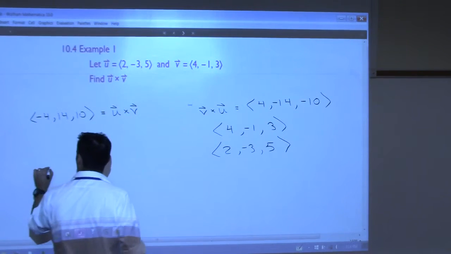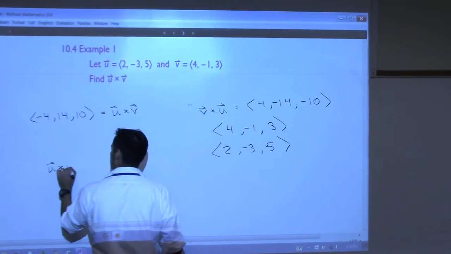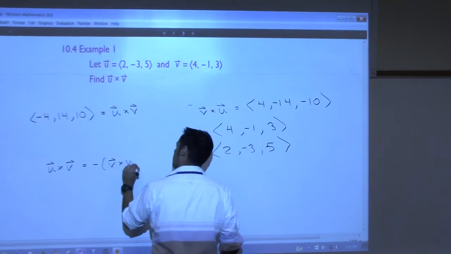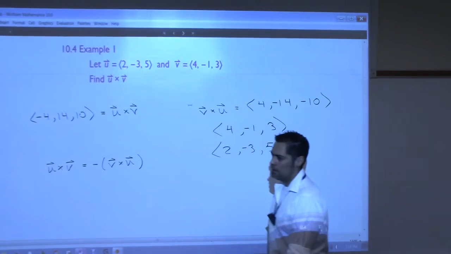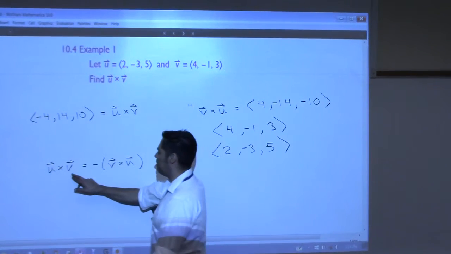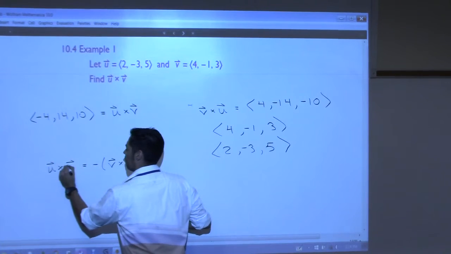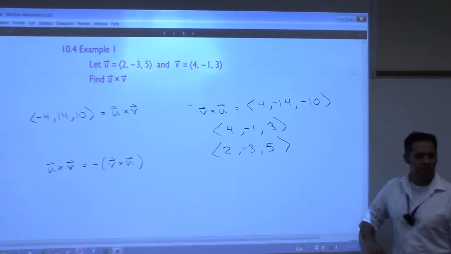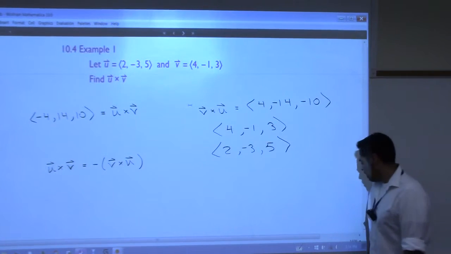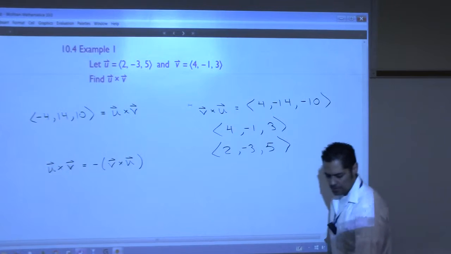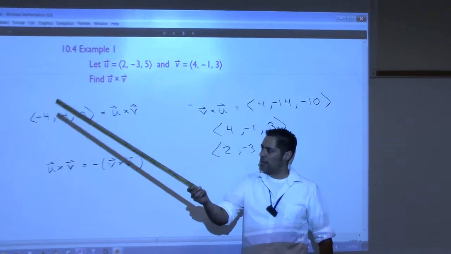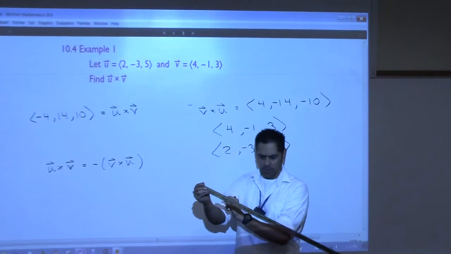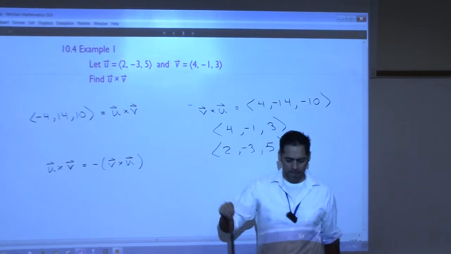You could even write this. u cross v is equal to negative v cross u. Just remember, u cross v is a vector, right? And so if I scale it by negative, that's what the cross the other way would be. So when I cross two vectors one direction, I get that vector. If I cross them the other direction, it's parallel, but it's pointed the opposite way. Okay?